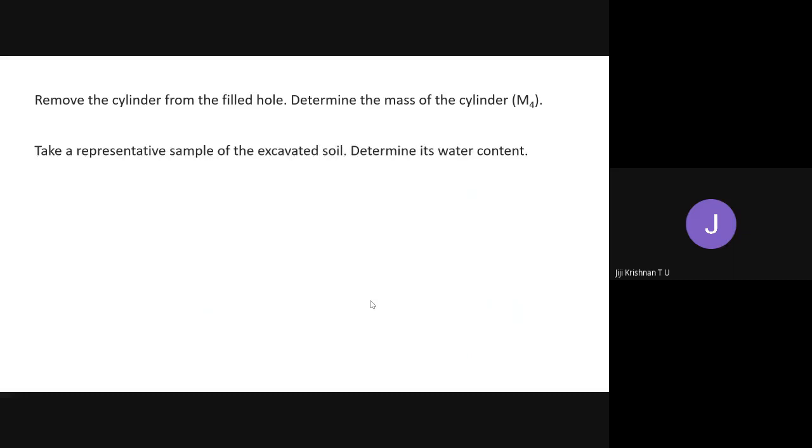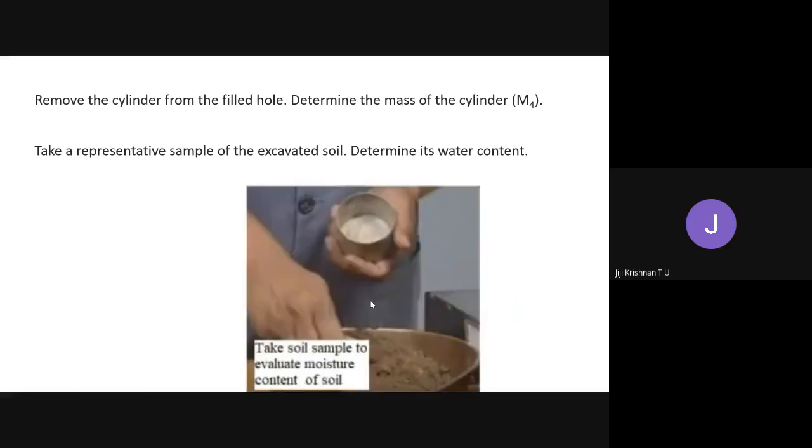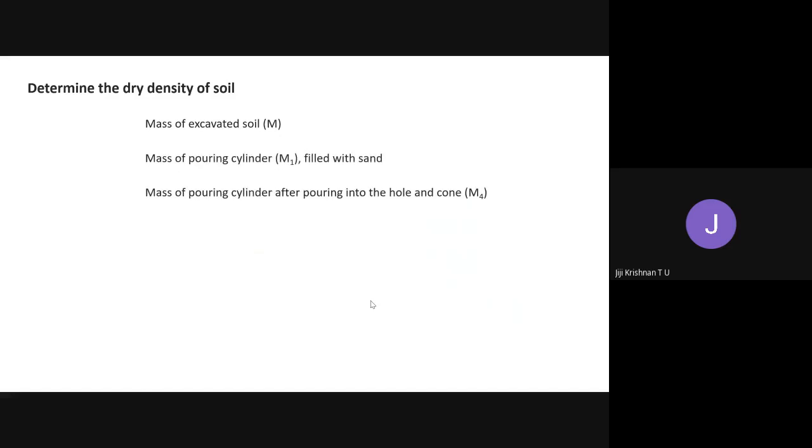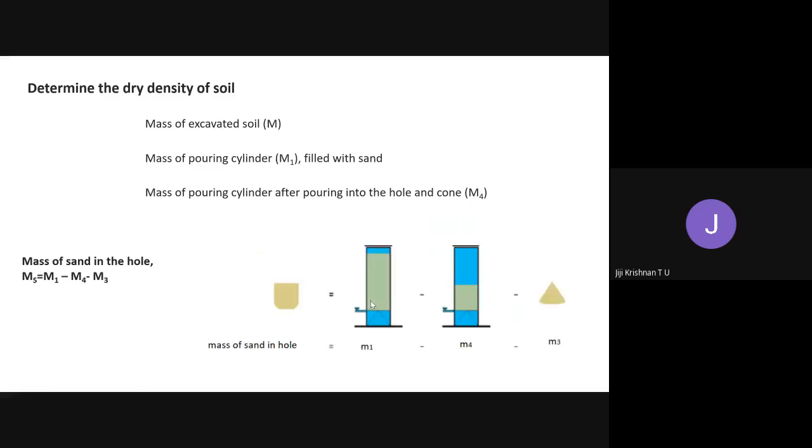Take a representative sample of the excavated soil and determine its water content. Take soil sample to determine moisture content of the soil. In order to determine the dry density, mass of excavated soil is M, mass of pouring cylinder filled with sand will be M1, mass of pouring cylinder after pouring into the hole and cone will be M4, then mass of sand in the hole will be M1 minus M4 minus M3. So this is the mass of sand in hole, M1 minus M4 minus M3, where M3 is the mass of cone.